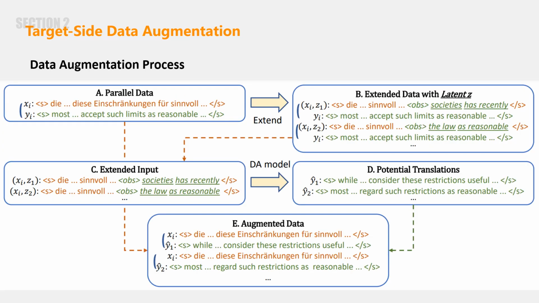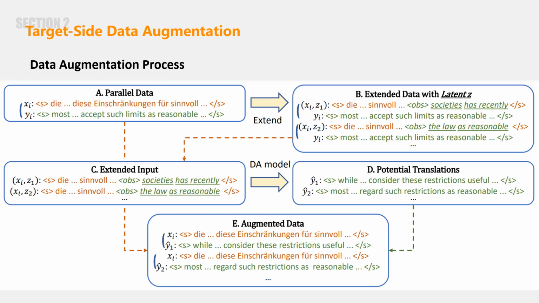The DA augmentation process starts with A parallel data. We extend xi with latent z to generate B extended data with latent z. The latent z is sampled n-grams from yi, which is also a token sequence. We append these tokens to the end of the xi using a special token OBS to separate them. Using this extended data, we train the DA model. The input sequence of this extended data is as C extended input.